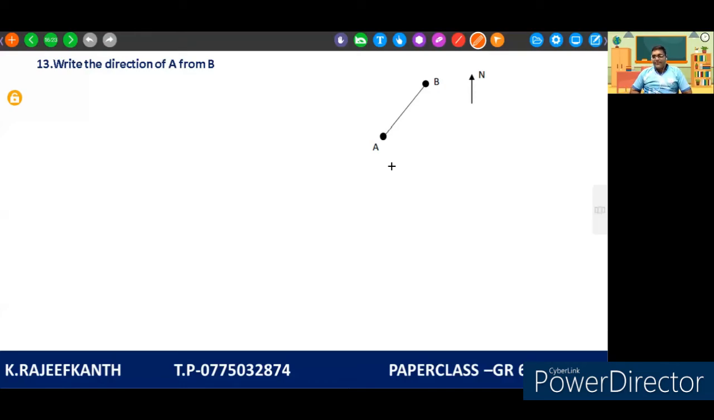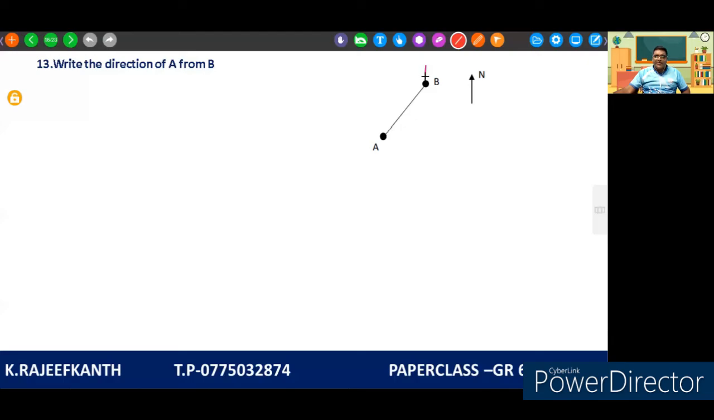I think in grade 4, 5 also you have learned the direction. And also we have learned that in grade 6, so you can find the answer for this. Here we have to find the direction of A from B, right? So from B we have to find the direction.